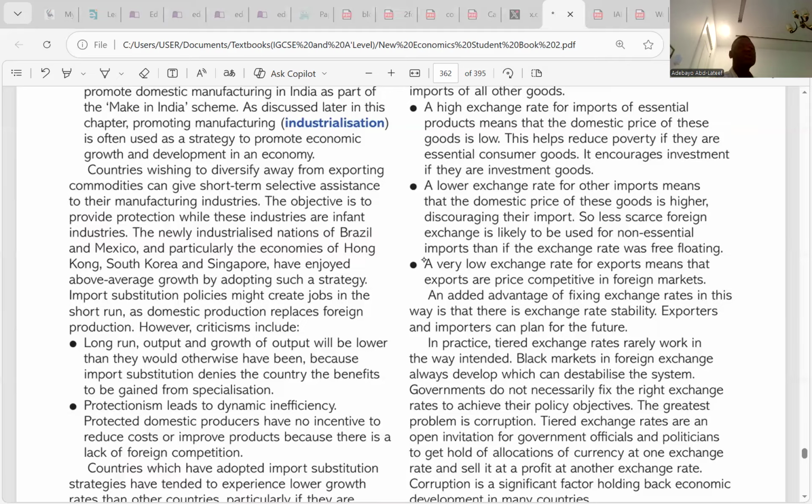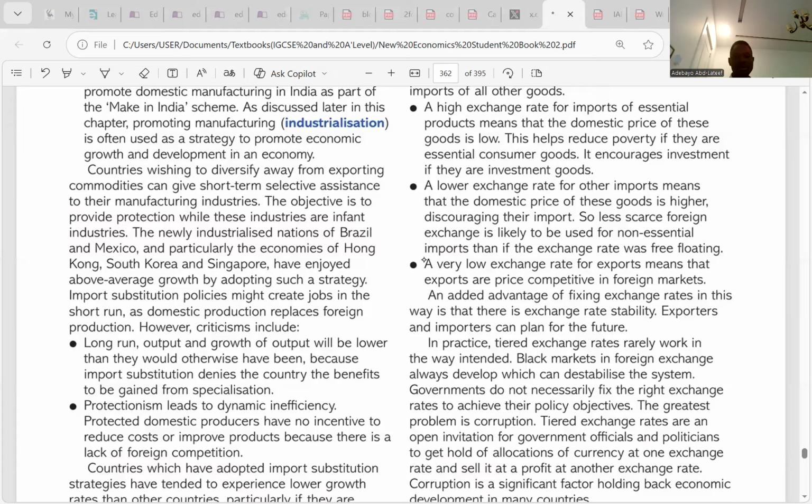But what are the consequences of import substitution? The first one is that in the long run, output and growth are expected to be lower. And why? They are lower because import substitution simply means you don't have access to produce what you are good at producing. With import substitution, you rely on whatever you have for production. So that means there's no specialization, and it is only with specialization that you can increase output in the long run.